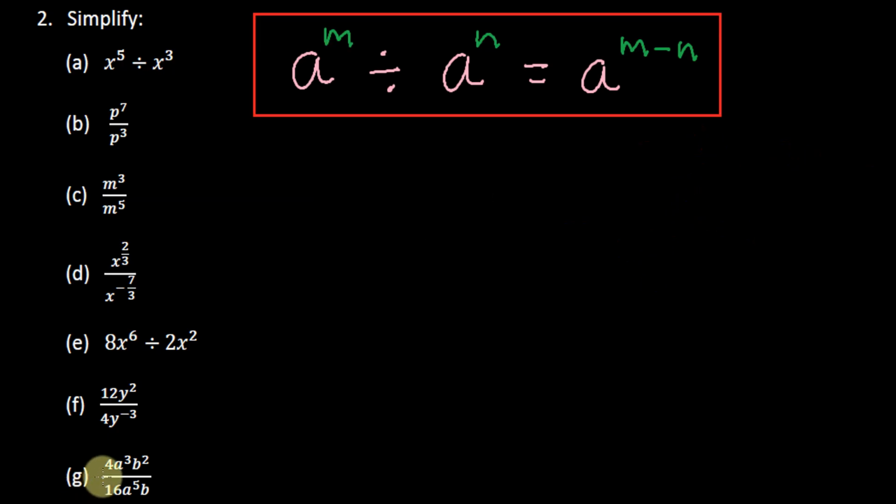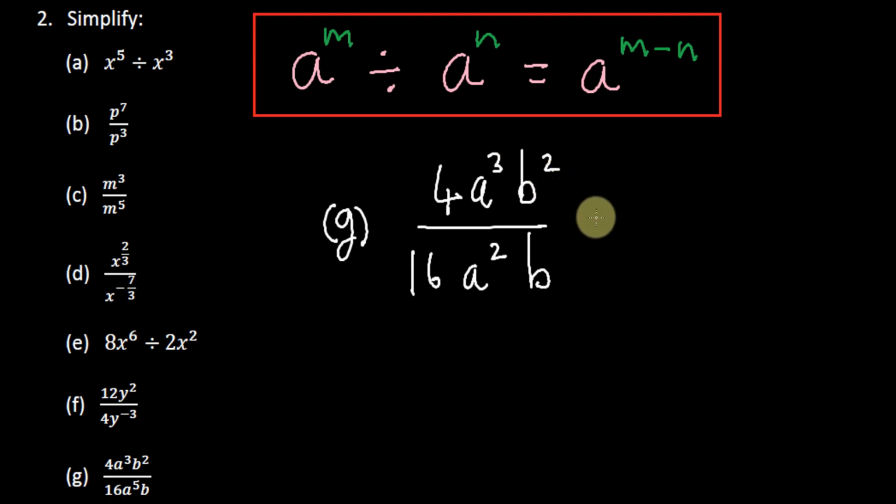Then in G, we have 4a cubed b squared divided by 16a to the power 5b. Once again, we can start by dividing the numbers. So 4 into 16, 4 times. And that's going to be in the denominator. When we divide the a's and the b's, we can subtract the powers. So a cubed divided by a squared will be a to the power 3 minus 2. So a to the 1, or just a.